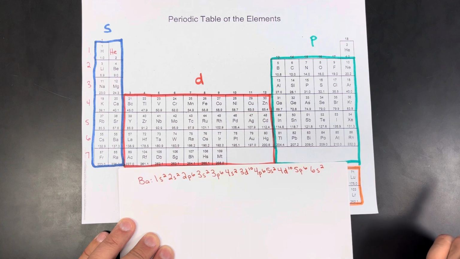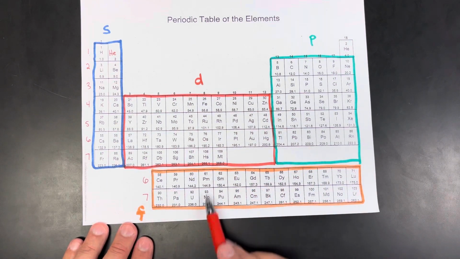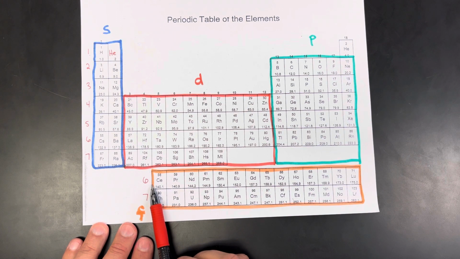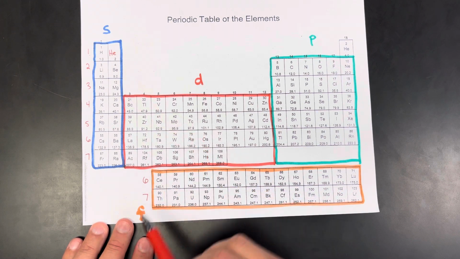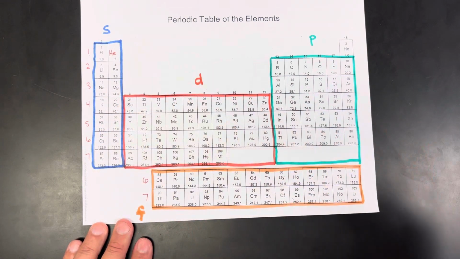So that's how you deal with electron configuration, okay? Just remember, if we ever went into this F block, we would have to subtract 2. Because it's the F block, we subtract 1 from the D block. And for the S and P, we don't subtract anything.